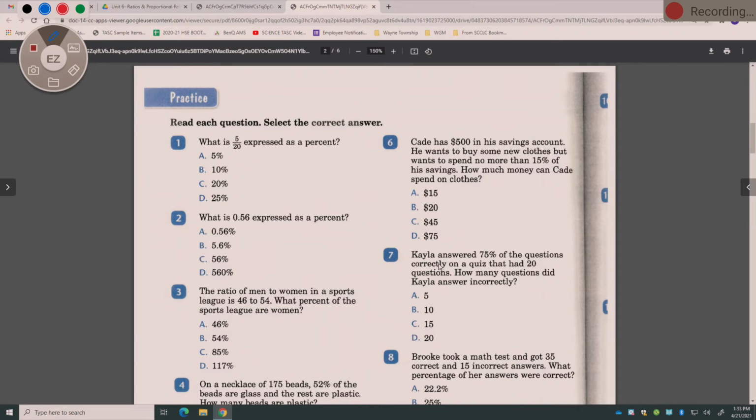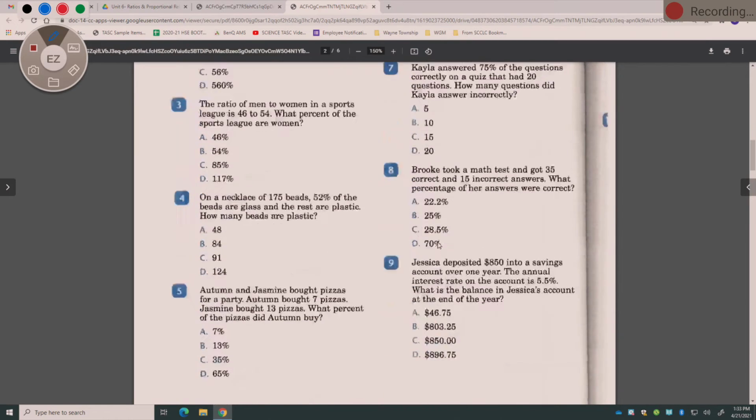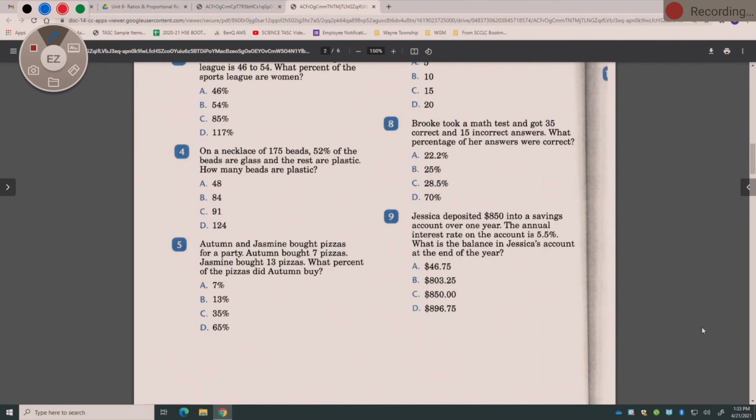Sometimes you have to do a little bit more math. Let's look at number 4. On a necklace of 175 beads, 52% of the beads are glass and the rest are plastic. How many beads are plastic?